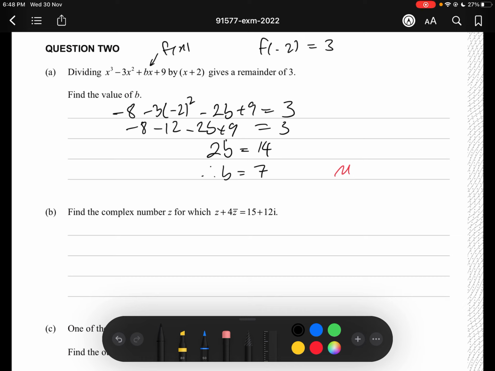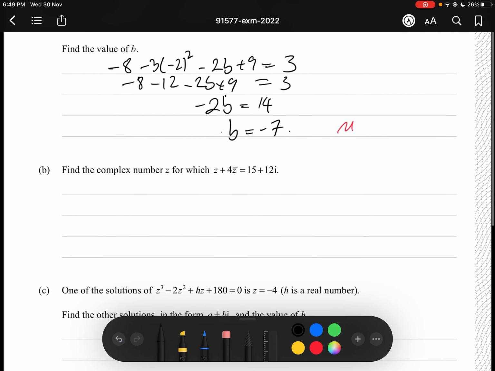Let me just double check that one. So we have 3 minus 9 plus 12. Oh, sorry, negative 2b. My apologies. Yeah, I thought something was not quite right there. So negative 2b equals 14. So b is negative 7. Apologies there. And yeah, that's the achieved level question.